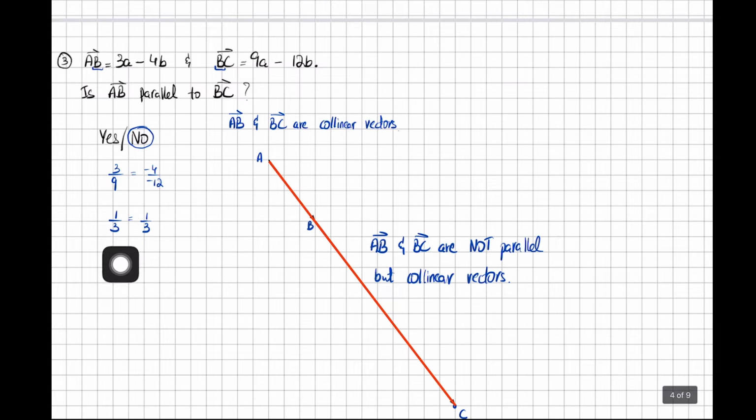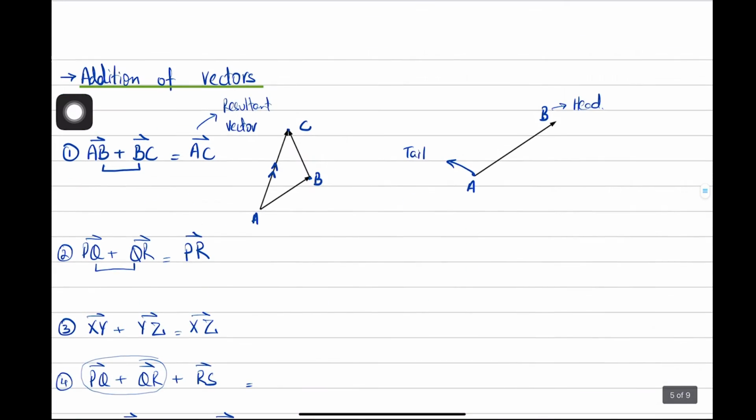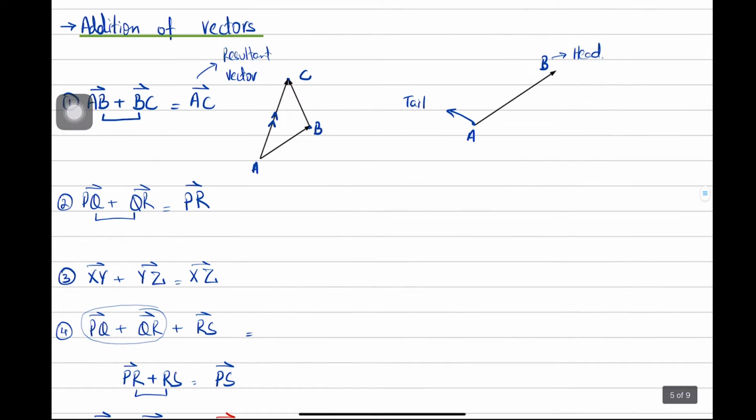But does that mean that they're parallel? No, that means that they're collinear. Why? Because you can see that both of them have a common point. Okay. All right, now let's talk about addition of vectors.